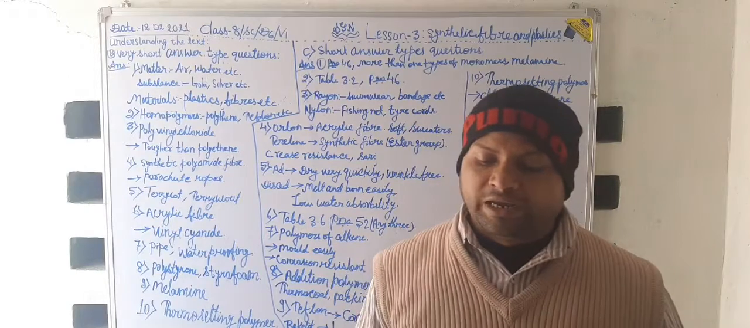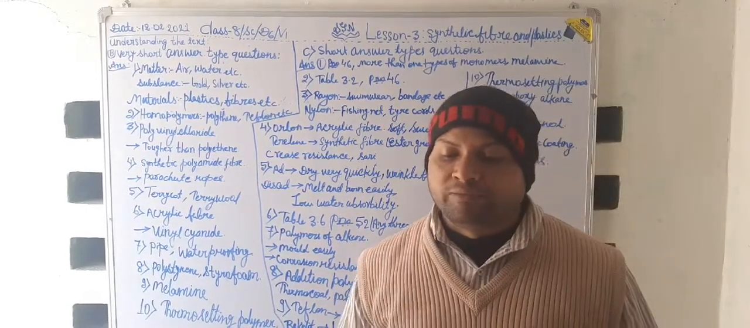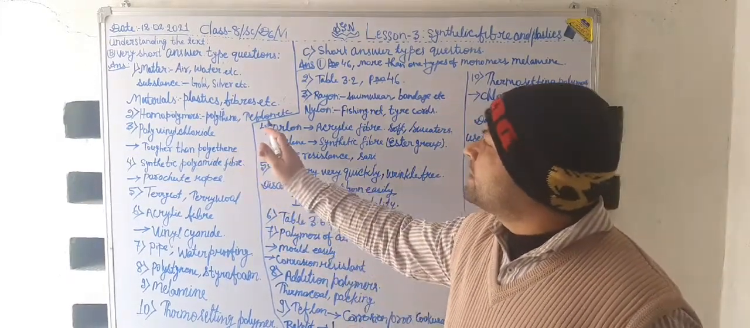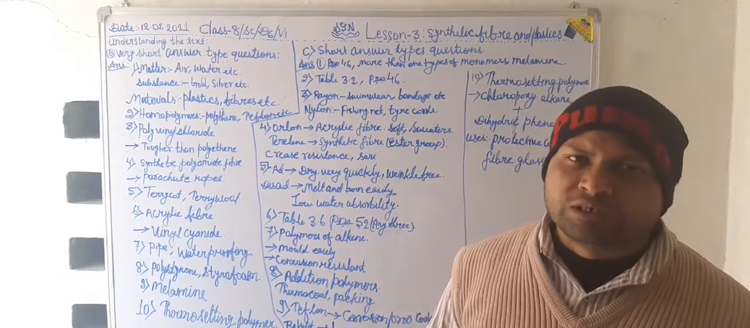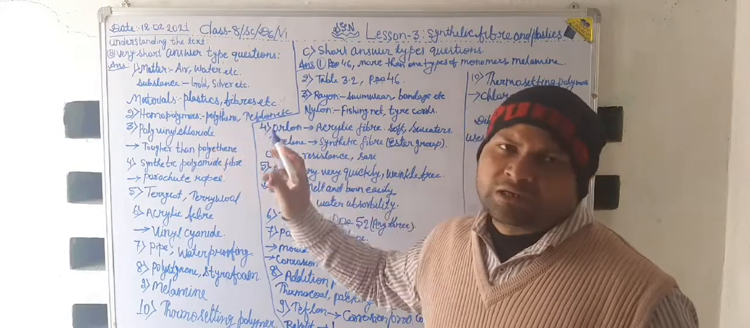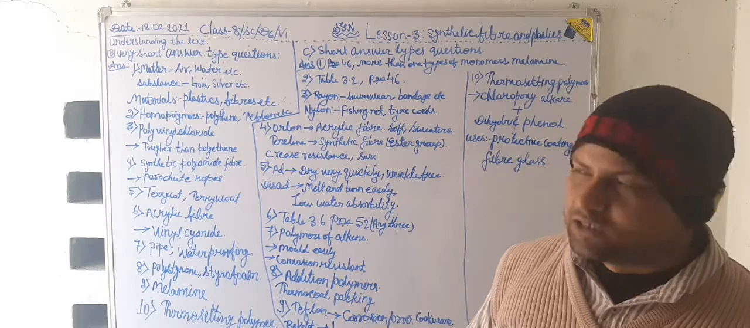Now look at another question. Give two examples of homopolymers. Homopolymers are polythene and Teflon. The polymers made up of the same types of monomers are called homopolymers. So I have written here polythene and Teflon. You must remember these two perfect examples of homopolymers.